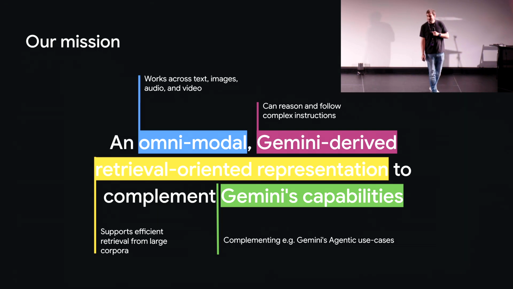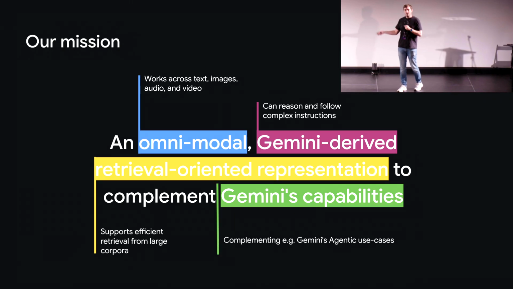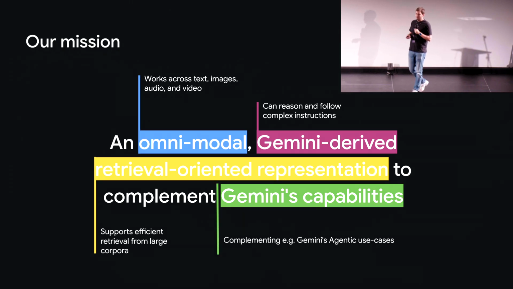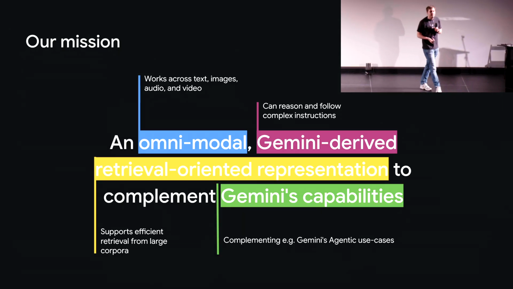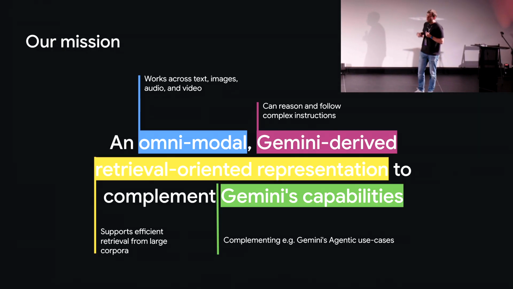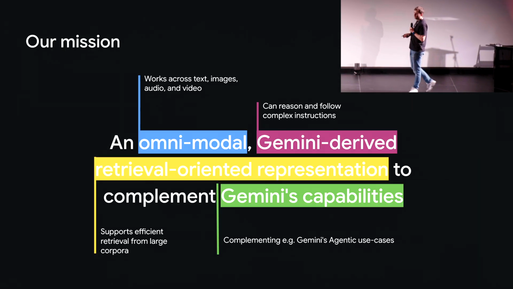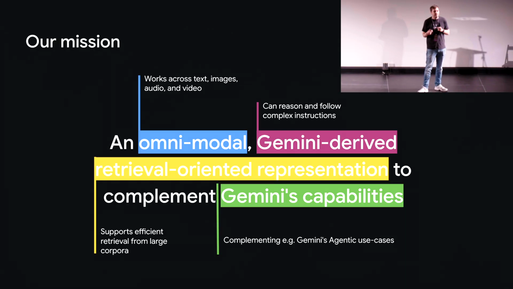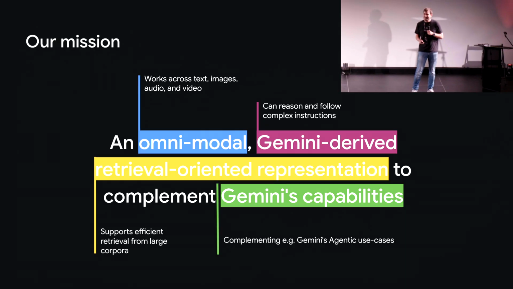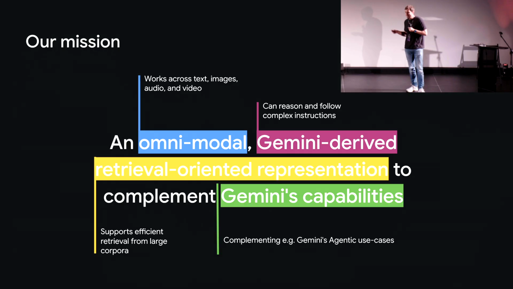Before I go into the Gemini embedding model, actually I want to tell you about our mission for the embedding model. So the mission is to create an omnimodal, Gemini-derived, retrieval-oriented representation to complement Gemini's capabilities. So omnimodal, this should in the future work across text, images, videos, audios. This is the mission. Right now we're only at text embeddings, but in the next iteration I think you can expect to have a multimodal embedding model.